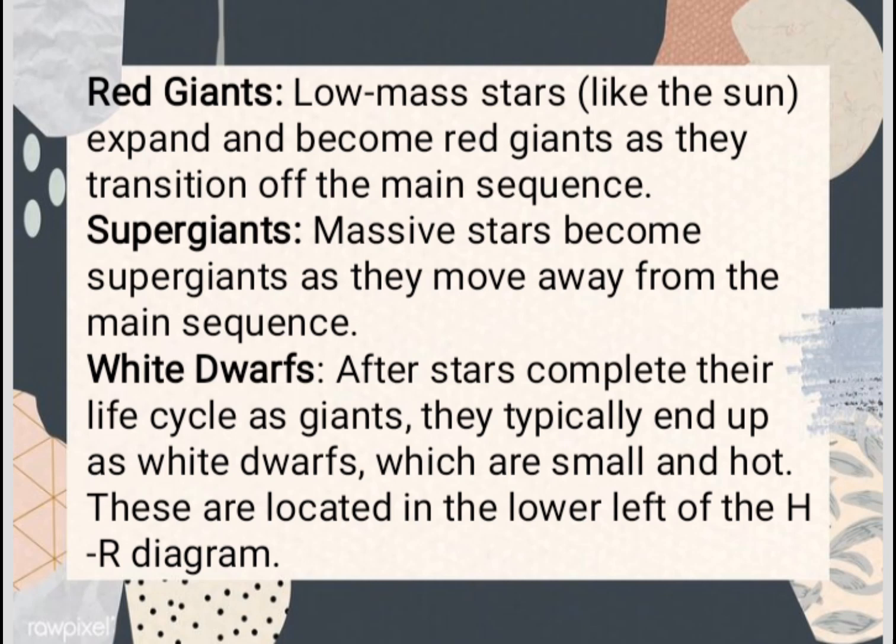The supergiants are the massive stars, the heavy and very hot stars. They move away from the main sequence. Then the white dwarf: when stars finish their cycle as giants, they become white dwarfs. Their destination is to become a white dwarf. The white dwarfs are small and hot, and they are located at the very bottom of the HR diagram.